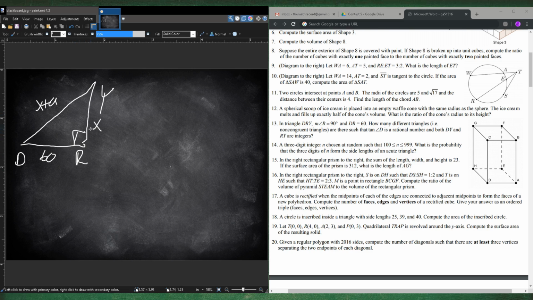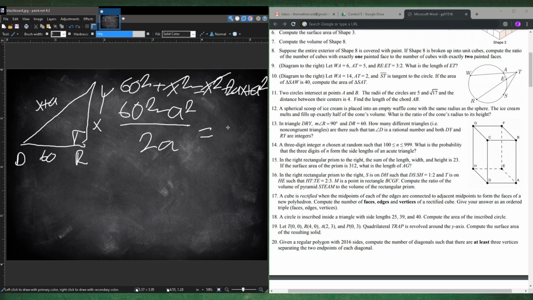Using the Pythagorean theorem, because this is a right triangle, we have 60 squared plus x squared equals x plus a squared, which expands to x squared plus 2ax plus a squared. So the x squared terms cancel each other out. We want it to be just equal to x, so 60 squared minus a squared, divided by 2a, is equal to x. So if a is an integer and we plug it into this, and x comes out as an integer, then it's got to be a different triangle.